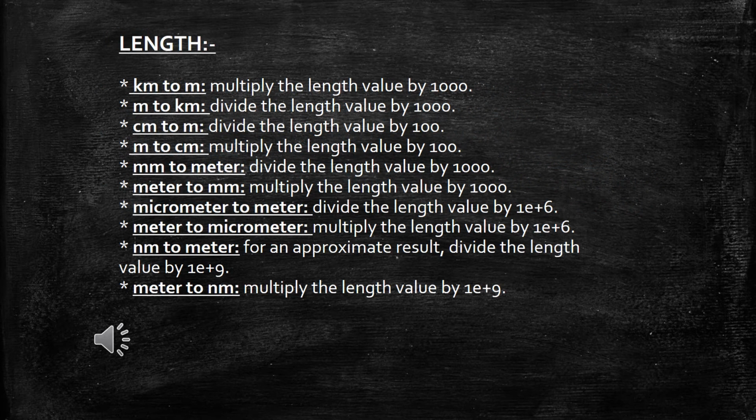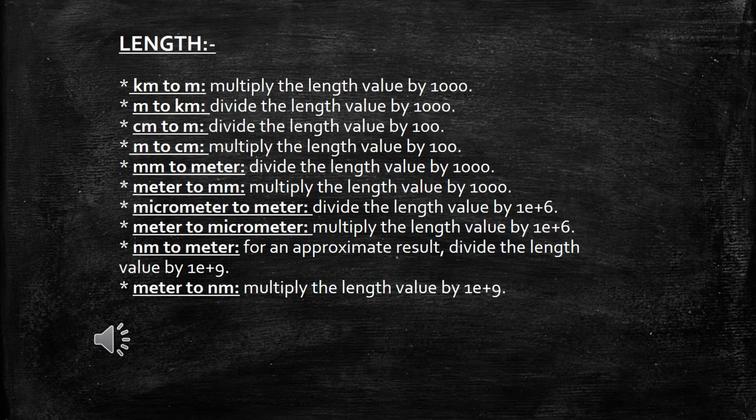Okay, students, now let's talk about length. As you know, the unit of length is meters, and here we have some length units which we are going to discuss. For example, kilometer to meter: when a length is given in kilometers and you have to convert it into meters, you multiply the length value by 1000. When the length is given in meters and you have to convert it into kilometers, you divide the length value by 1000.